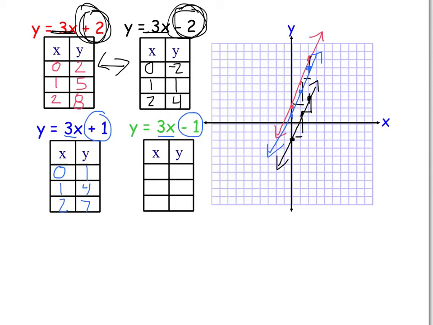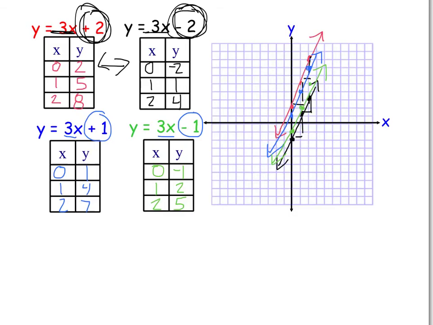So we've got 0, 1, and 2. I'm going to plug these in. So I've got -1 as my answer. I've got 3 minus 1 is 2, and 6 minus 1 is 5. So I'm going to graph this: 0, -1, 1, 2, and 2, 5. Got them all in here, all parallel to each other, and that's my graph of those.